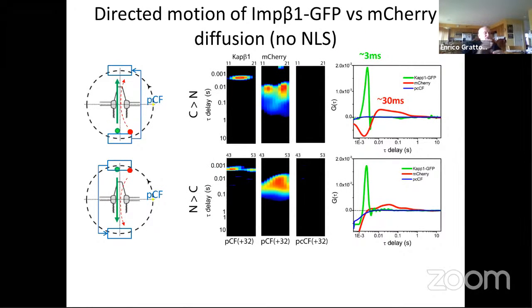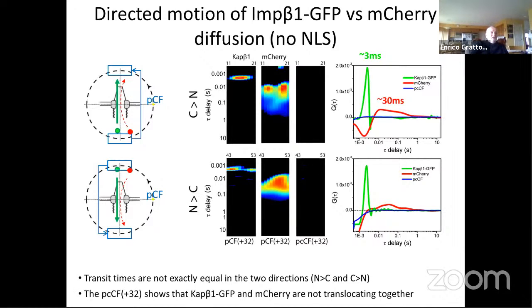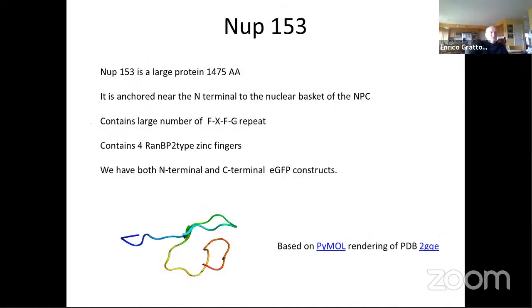Okay. So now let us study this process. We have the cargo, which is in green, and we have a protein which is just in red and is pure diffusion. So the green one will have a correlation, this hump in the curve, and that correlation time is 3 milliseconds. And the other one is much, much longer, which means, yes, it passed through, but at a totally different time scale. Okay.